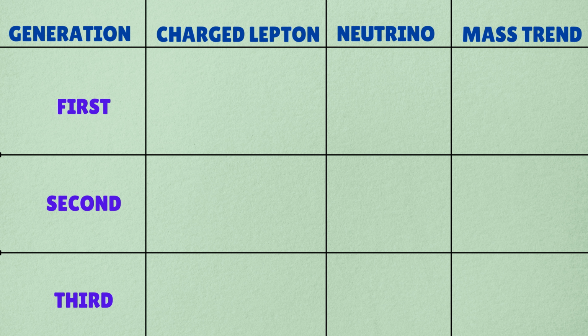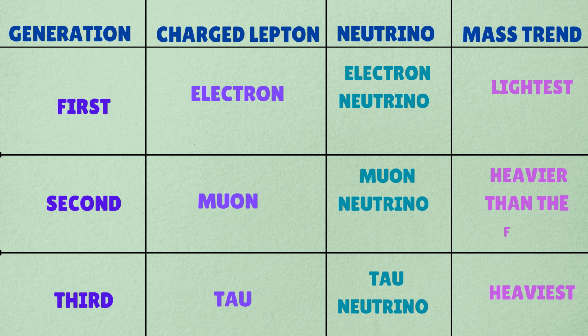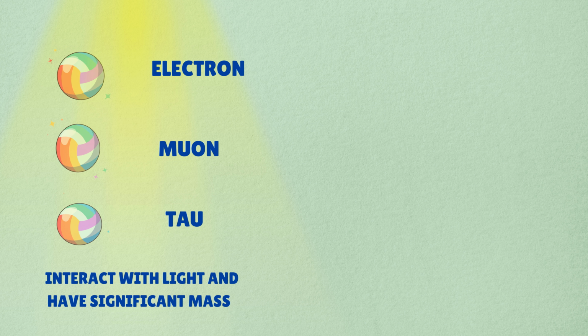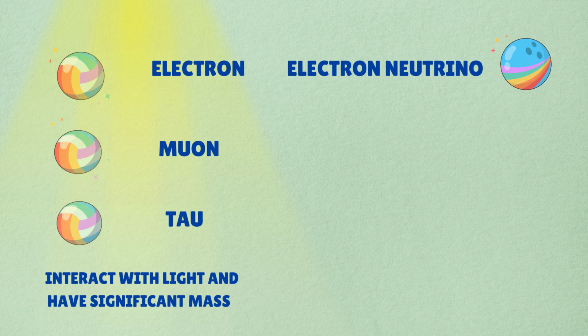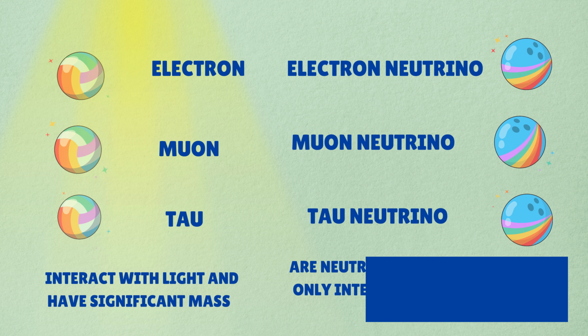Leptons are categorized into 3 generations based on their mass and the types of neutrinos associated with them. Each generation consists of 1 charged lepton and 1 neutrino. Let us know the differences between the particles and their corresponding neutrinos. The leptons like electron, muon, tau, interact with light and have significant mass, while their corresponding neutrinos like electron neutrino, muon neutrino, tau neutrino, are neutral, nearly massless, and only interact through the weak nuclear force.